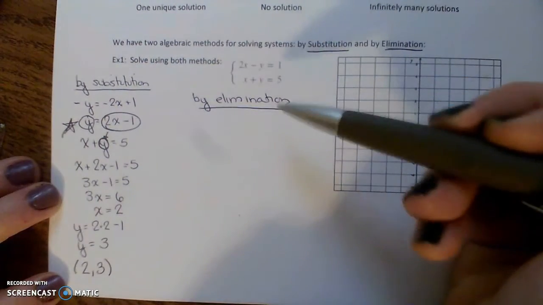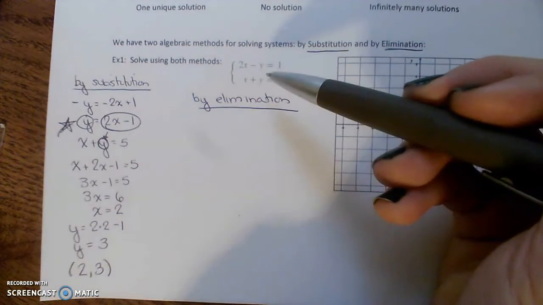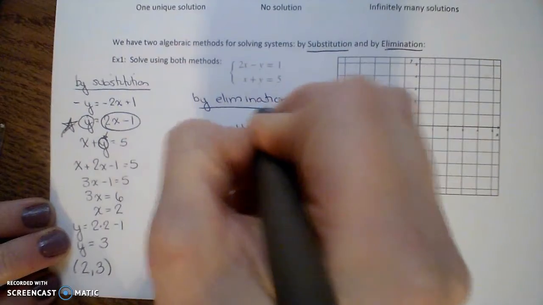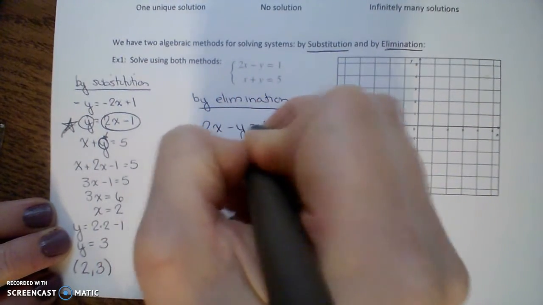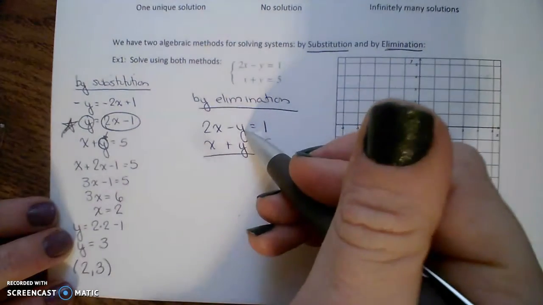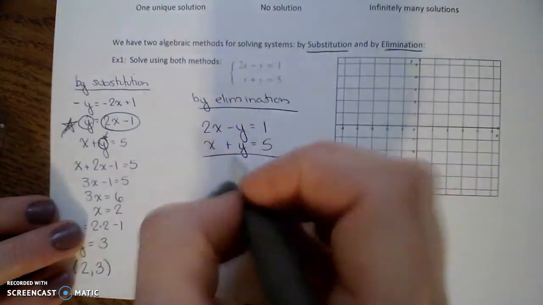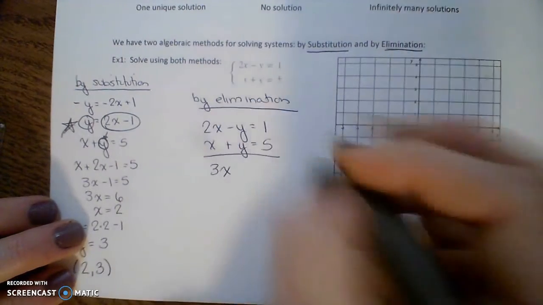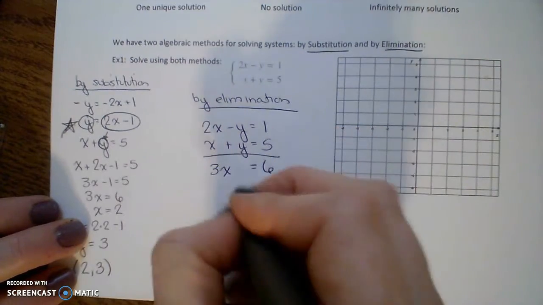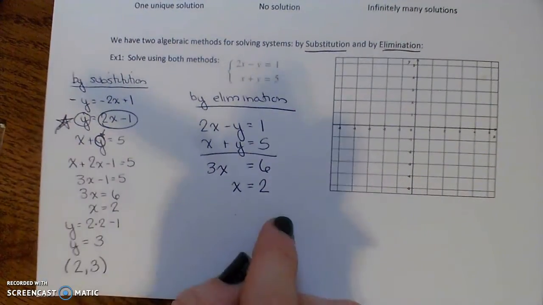I would say this is a very nice problem for elimination because the coefficients of y are exactly opposites of each other. So 2x minus y equals 1 and x plus y equals 5. If you add these two equations together, notice the minus y plus y, those are going to add together to give you 0. So adding down, 2x plus x is 3x, minus y plus y is 0, and 1 plus 5 is 6. Divide both sides by 3. We get x equals 2. So it's a little quicker than this method over here.